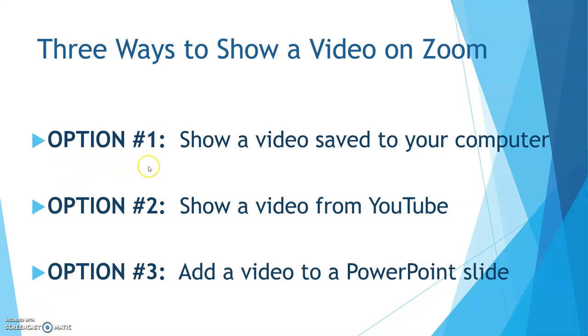Option number 1 is to share a video that you have saved to your computer as an MP4 file. Now option 2 here is to locate a video on YouTube, you open it up, and then you share it. And option 3 is to copy a link to a video, perhaps on YouTube, and then paste that link into a PowerPoint slide and show the video during your Zoom meeting that way. I'm going to show you each of these methods in this video.